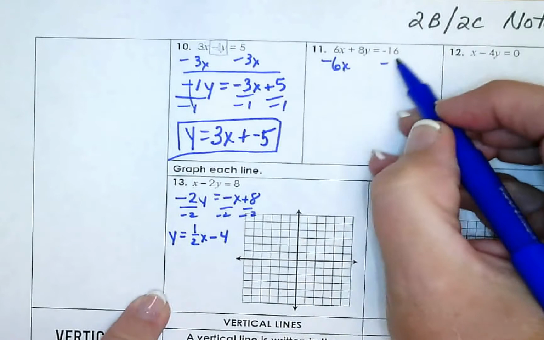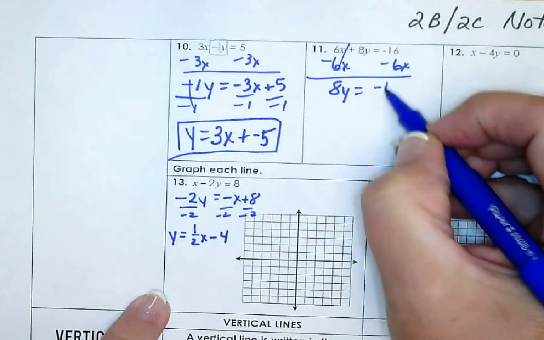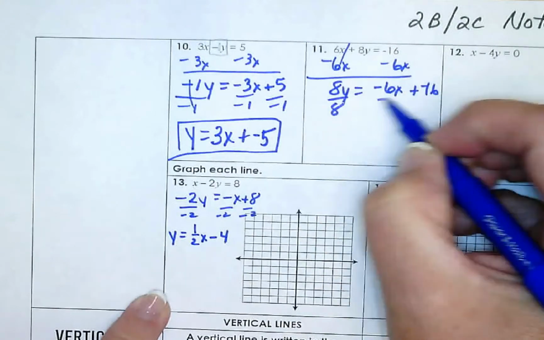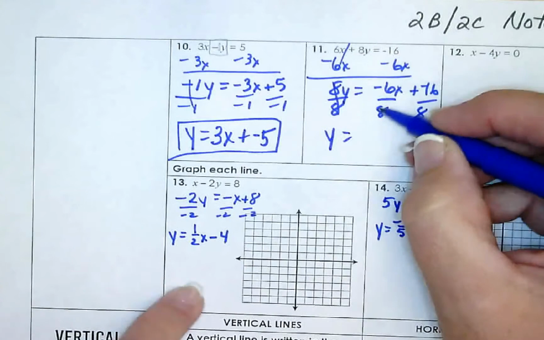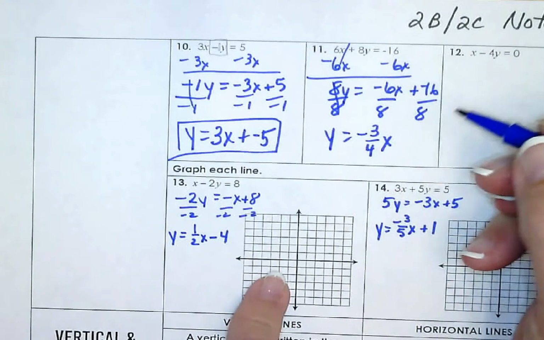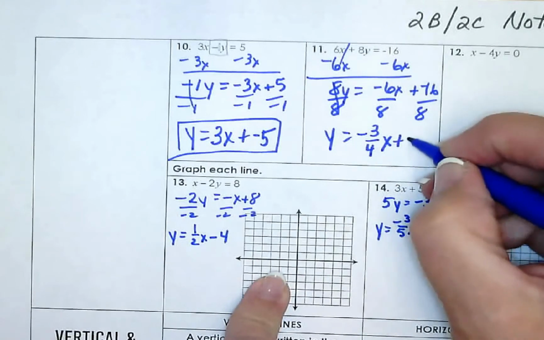Minus 6x both sides. You can see that the pattern that we do these is the same every time. Divide everything by 8. Negative 6 over 8 is negative 3/4. You should reduce if possible. And this is negative 16 divided by 8, which would be a negative 2.